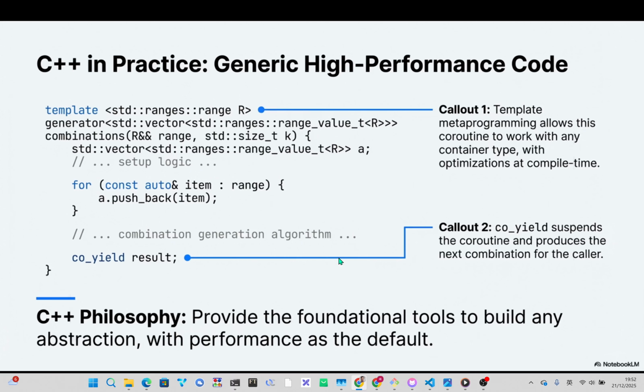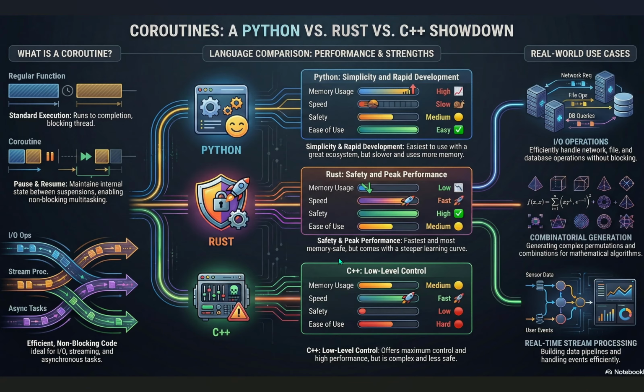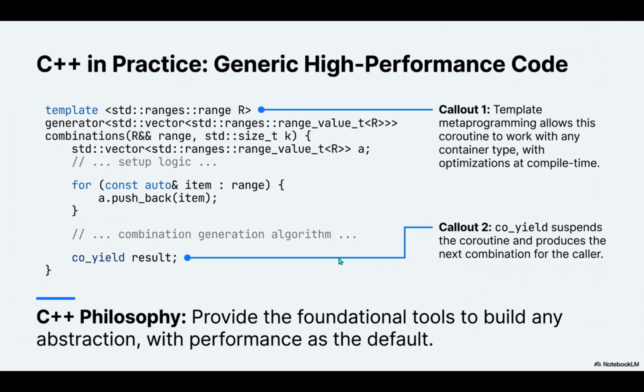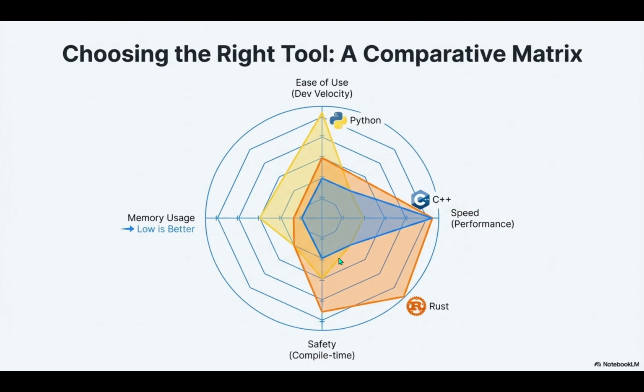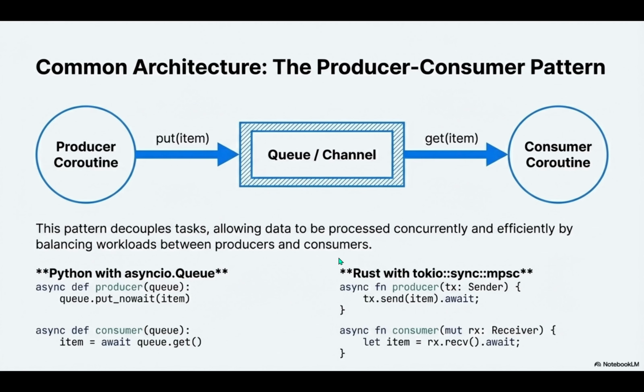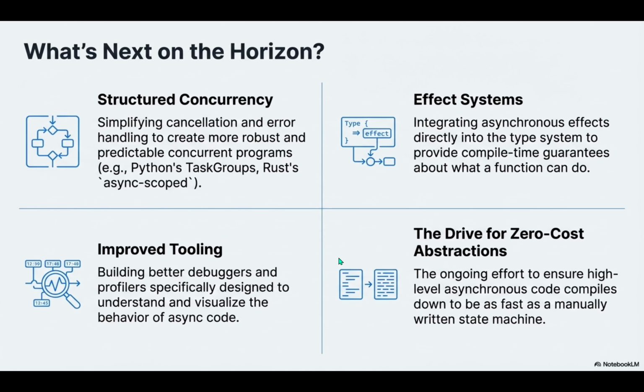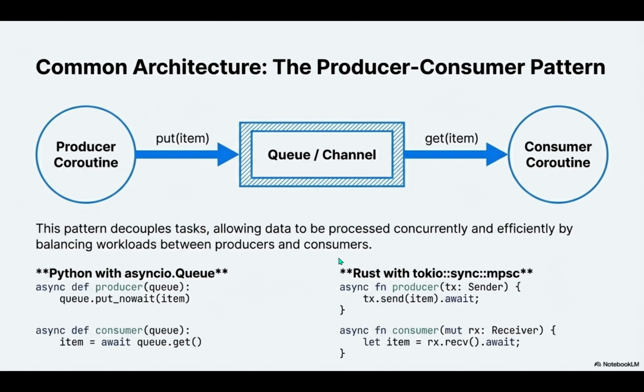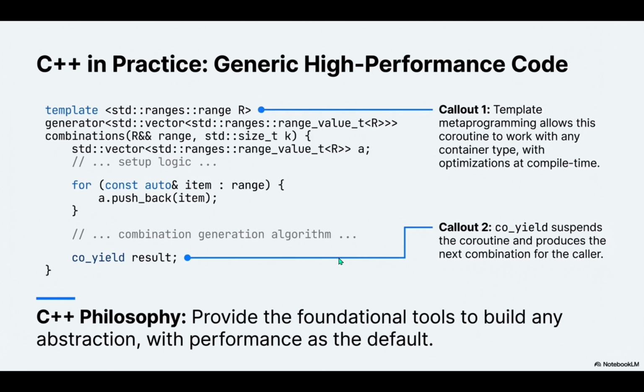And C++ also lets you use template metaprogramming with coroutines. What does that do? Template metaprogramming lets the compiler do a ton of work during compilation, not at runtime. So you can write a generic coroutine, and the compiler will generate code that's hyper optimized for the exact data types you're using. So the final binary is as fast as if you'd written it by hand in assembly. That's the goal. C++ is for when you're willing to trade developer time and complexity for absolute granular control over every clock cycle.